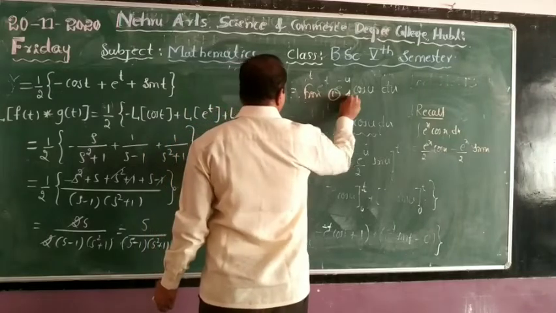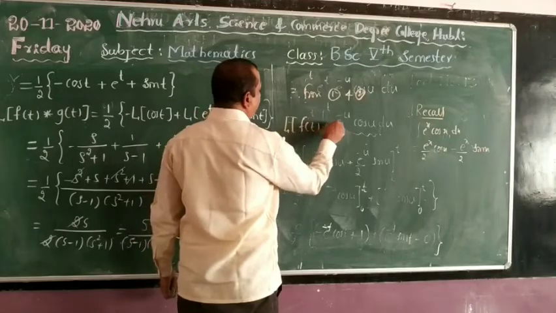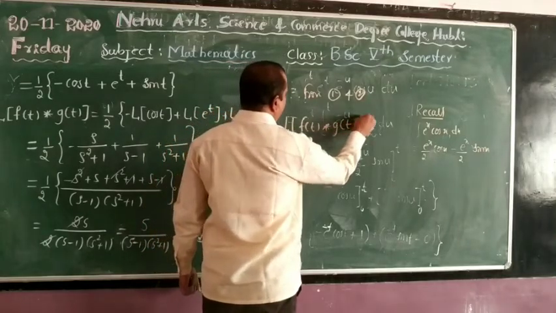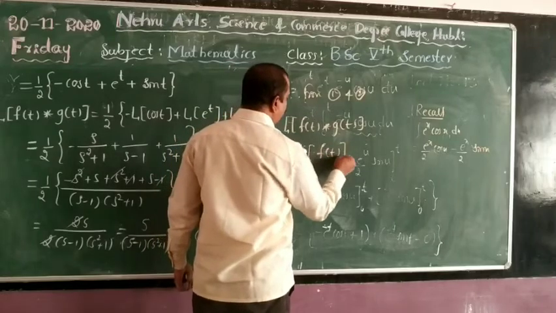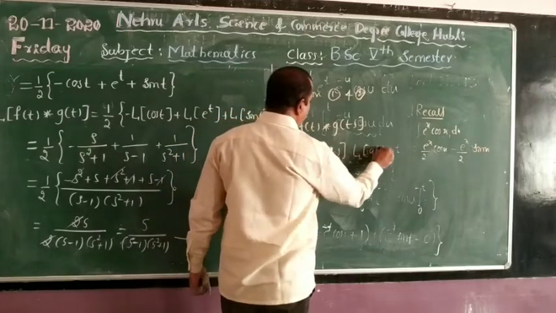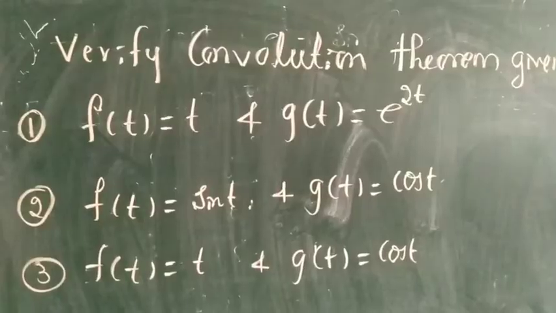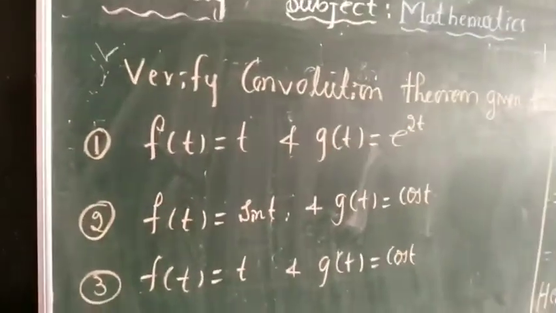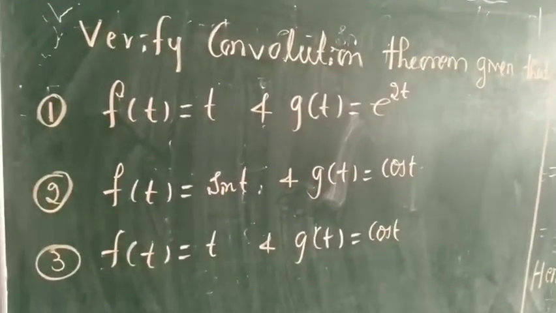From 1 and 2, L of f of t star g of t is equal to L of f of t into L of g of t. Similarly, 1 divided by s minus 1 into s square plus 1, s divided by. Okay, this is the verification.